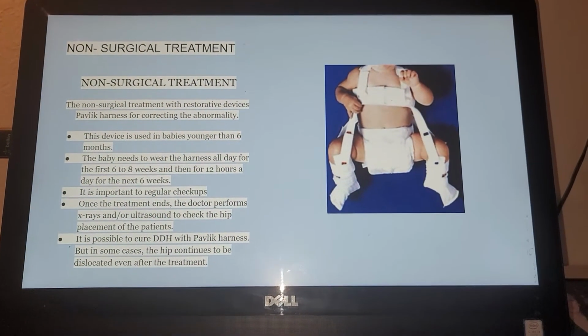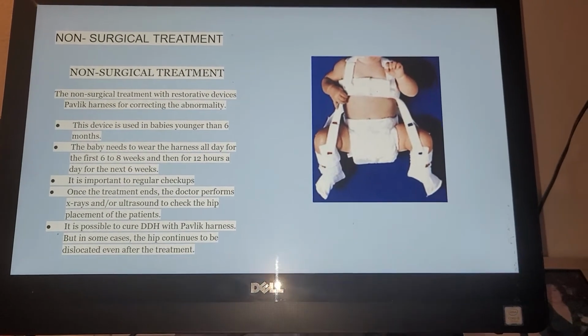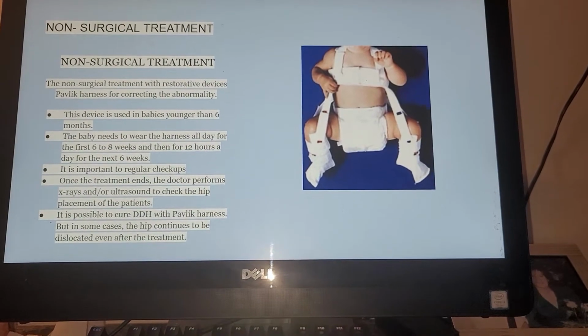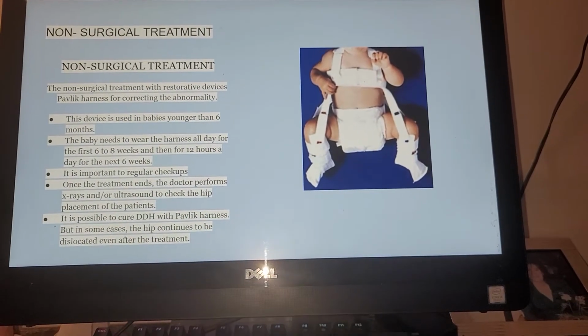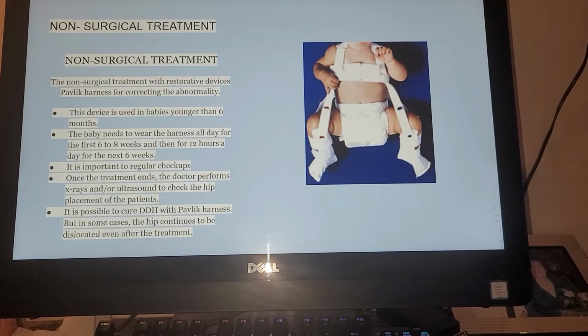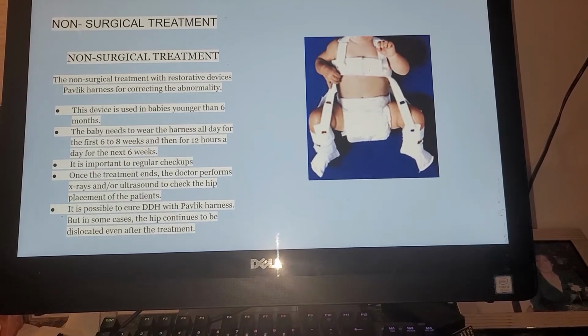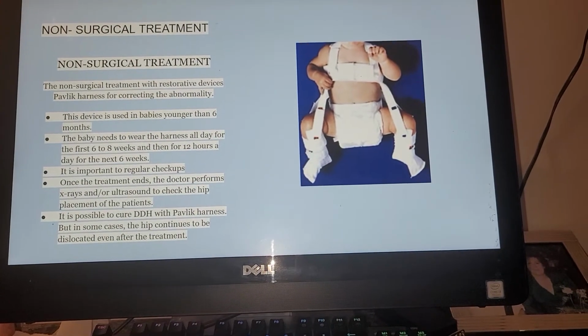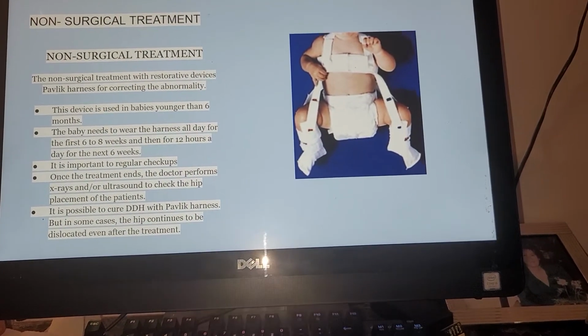Okay, so non-surgical treatment for hip dysplasia. They use a restorative device called the Pavlik harness for correcting the abnormality. This device is used in babies younger than 6 months. The baby needs to wear the harness all day for the first 6 to 8 weeks, and then for 12 hours a day for the next 6 weeks.